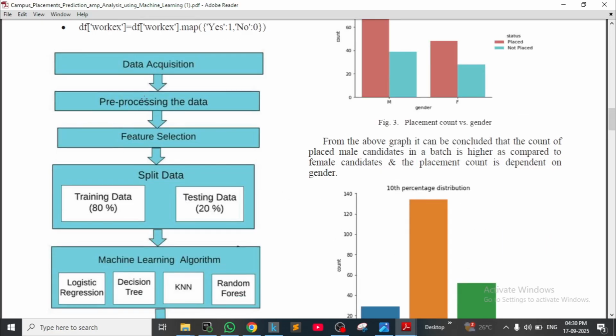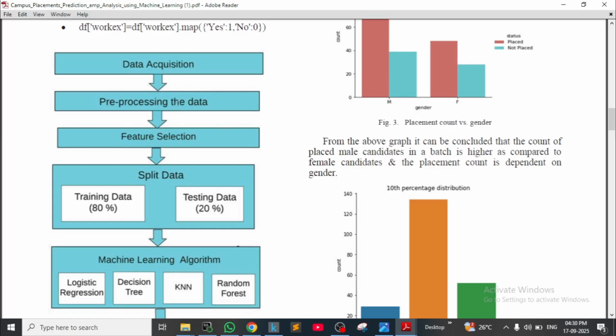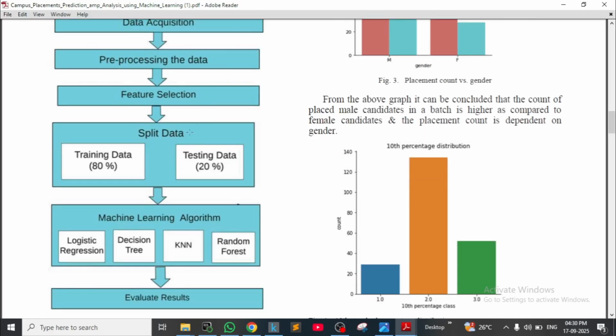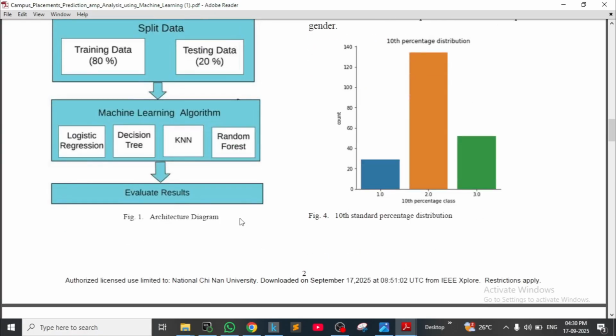Okay. Now coming to this architecture diagram: data acquisition, pre-processing the data, feature selection, and splitting the data into training data 80% and testing data 20%. After that, the machine learning algorithms: logistic regression, decision tree, KNN, and random forest. Result: they got the evaluated result. This is the standard percentage distribution.